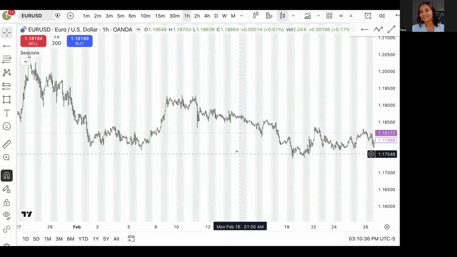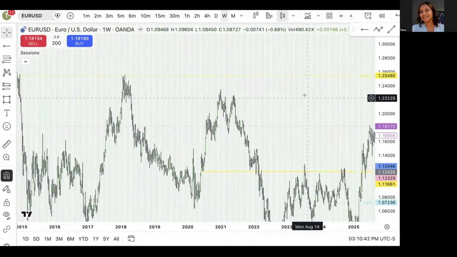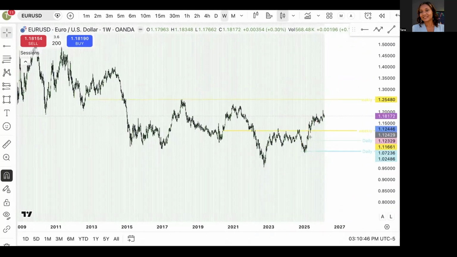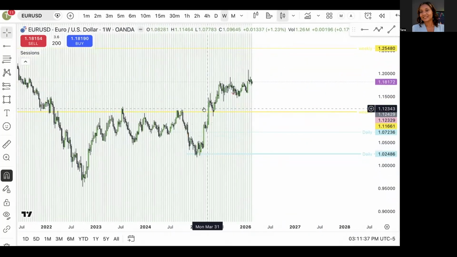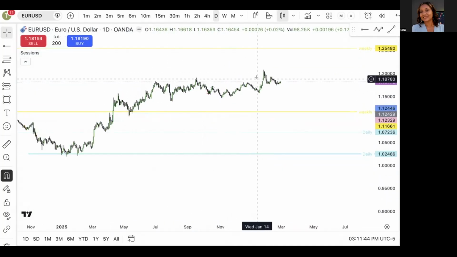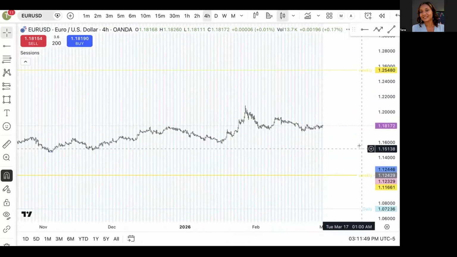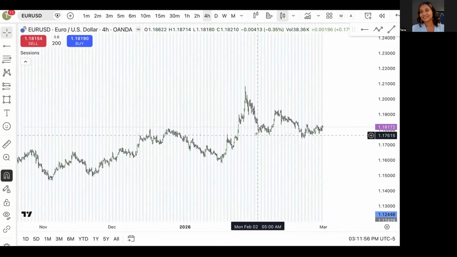One of the first things that I do before I mark up the chart is take a look at the higher time frames. We want to make sure that we have a higher time frame analysis. And so we can see that generally, in terms of weekly price action, it looks like price is making higher highs and higher lows, generally. And the same is true for the daily. We can see we're making higher highs and higher lows, and also on the 4-hour. You can see that we've made a higher high, and we have a higher low here.